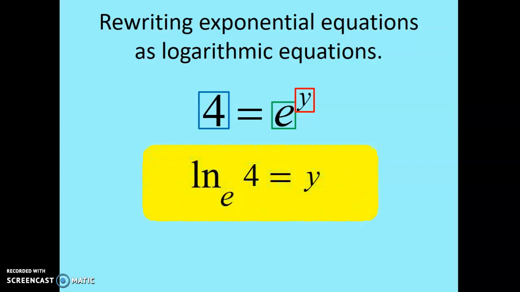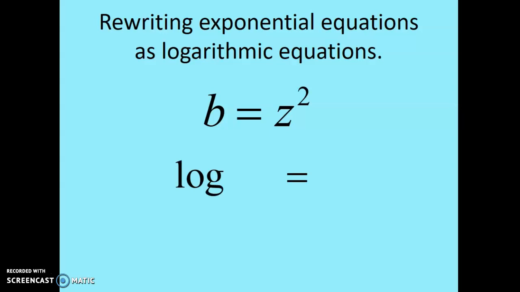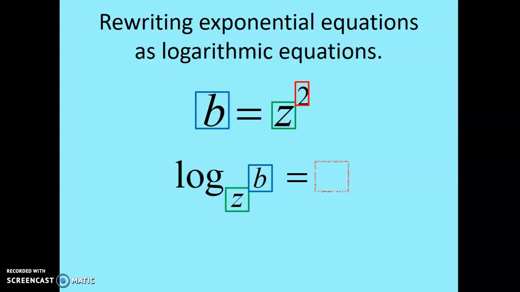Last one. Oh, by the way, you don't have to write the base of e for a natural log. It's assumed it's there, just like how if you have a log problem with no base, it's automatically 10. A natural log is always e. Can't be anything else. Okay, so we have log. The base of z becomes the base of your log. The answer to the exponential equation becomes your of part, and then the exponent becomes your answer for your logarithmic equation.